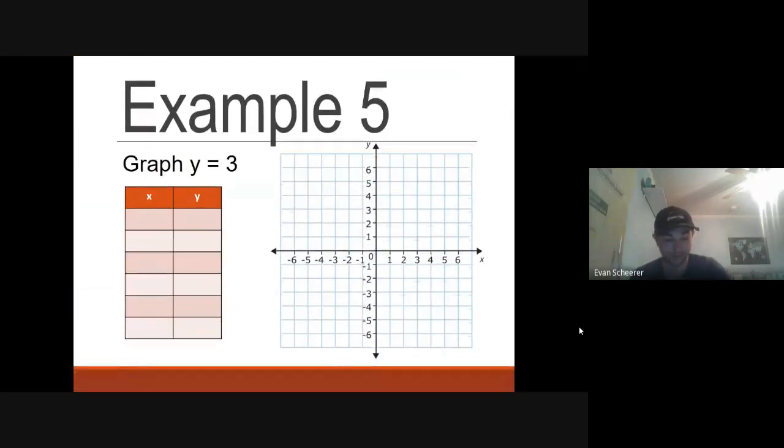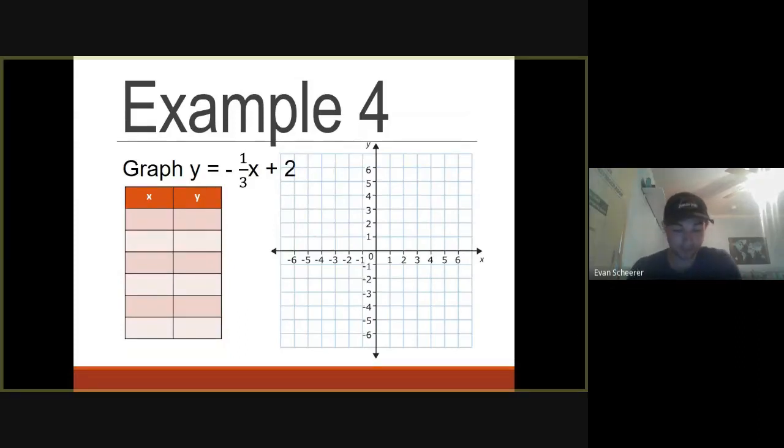And I need to do this again. Let my thing load. There we go. So negative 1/3 x plus 2. So remember, plug in 0, and then plug in the denominator as your second number. That's always the best case. Notice, if you plug in 0, you just get the value of 2. So you get (0, 2). If you plug in the value 3, then the 3's cancel out, and you're left with negative 1 plus 2, which is positive 1.